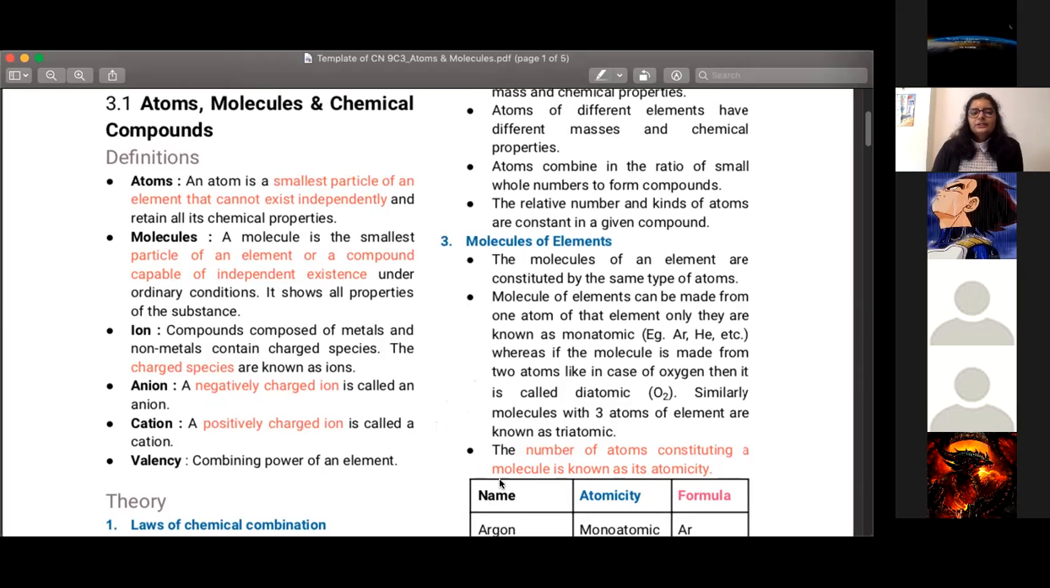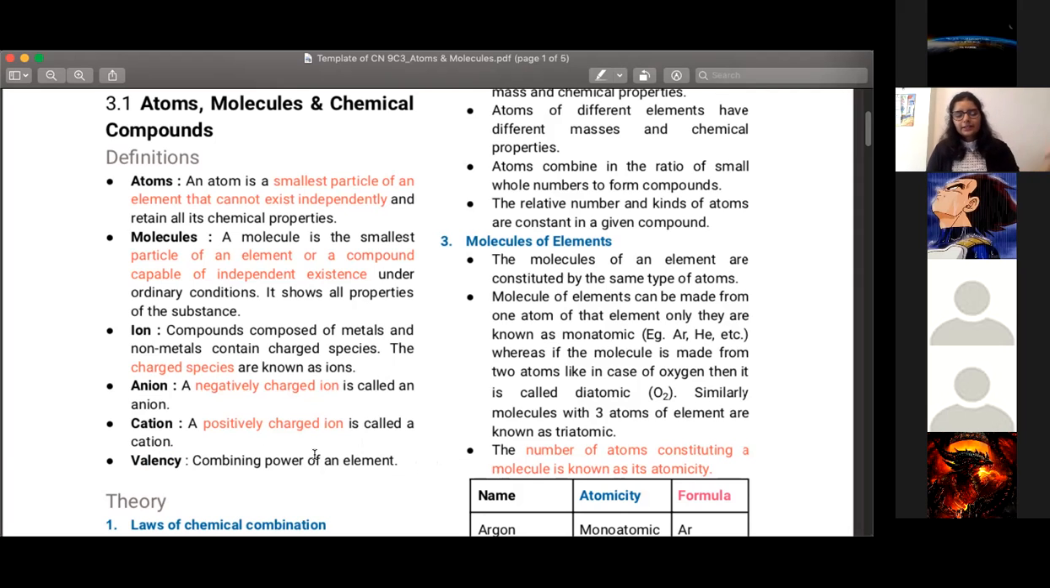Yeah, that'll help. So combining power means when an atom forms a compound, right? To what extent can it combine? Can it share one electron or two electrons or three electrons? Or in other words, ma'am, it should replace or combine with other elements, atoms. Correct. By how much can it combine with other elements? So that is called valency.